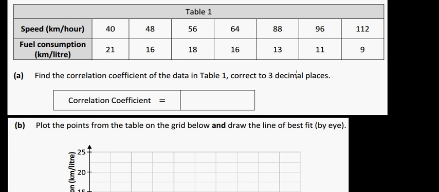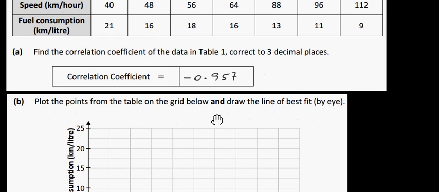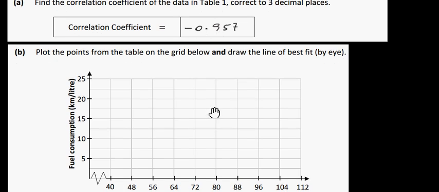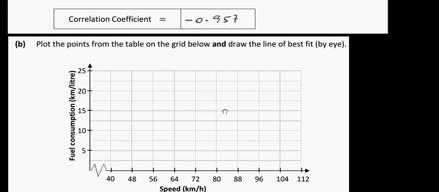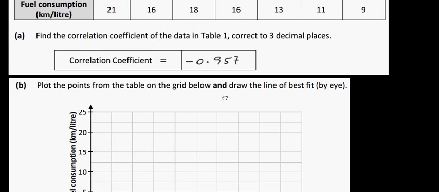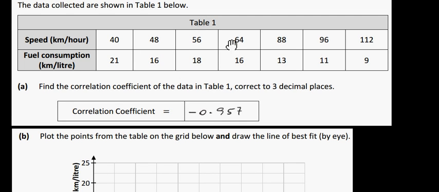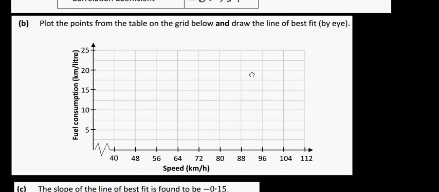Just key in the data and you'll find that the correlation coefficient is minus 0.957 to 3 decimal places. Okay, so next we're asked to plot the points from the table on the grid below. That should be straightforward enough. These are on your x-axis, these are on your y-axis, so just plot the points.